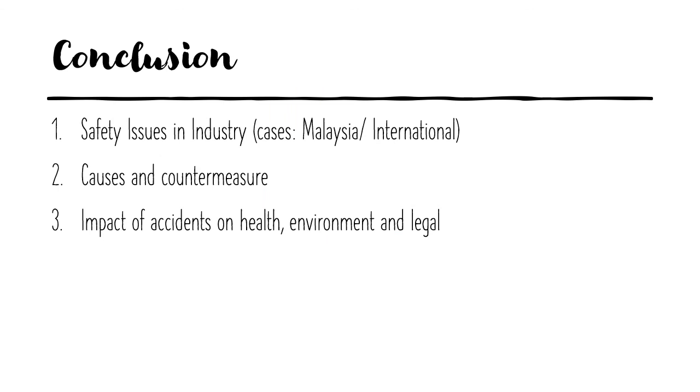So as the conclusion, we have discussed the safety issues in industry, Malaysia, and internationally. We showed why we introduced the OSHA in Malaysia. The cause is the accident, and the countermeasure is the OSHA. And then we also introduced some of the impact of accidents on health, environment, and also the legal aspects.